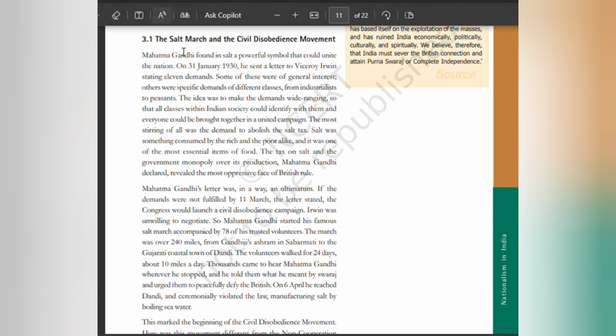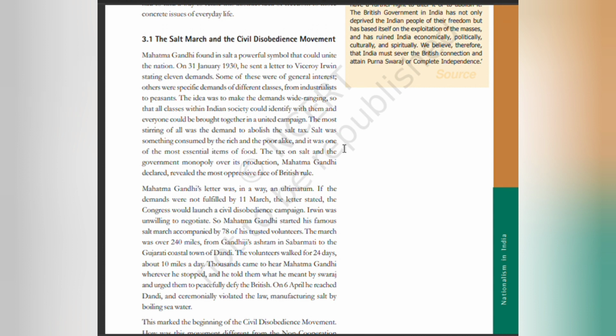The Salt March and Civil Disobedience Movement. Mahatma Gandhi found in salt a powerful symbol that could unite the nation. On 31st January 1930, he sent a letter to Viceroy Irwin stating 11 demands. Some of these were of general interest, others were specific demands of different classes, from industrialists to peasants. The idea was to make the demands wide-ranging so that all classes within Indian society could identify with them and everyone could be brought together in a united campaign.